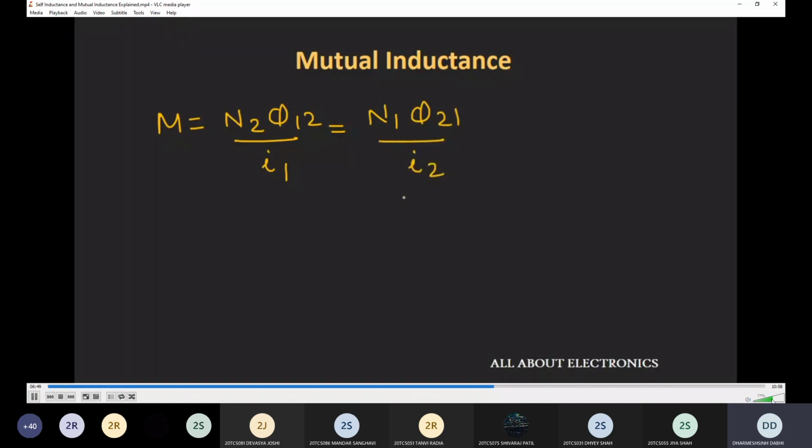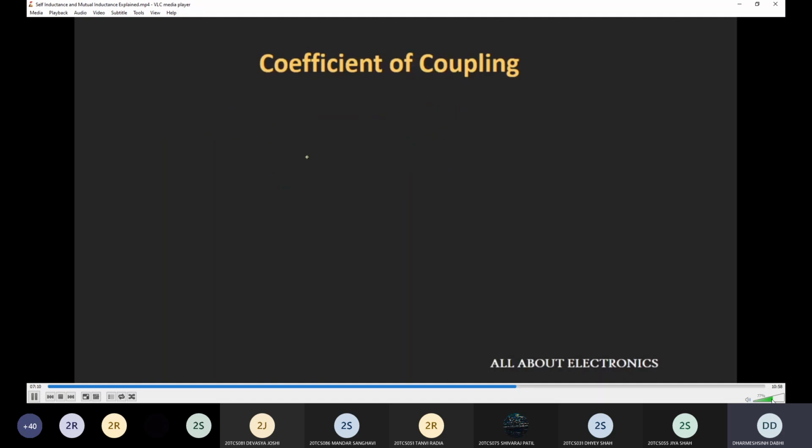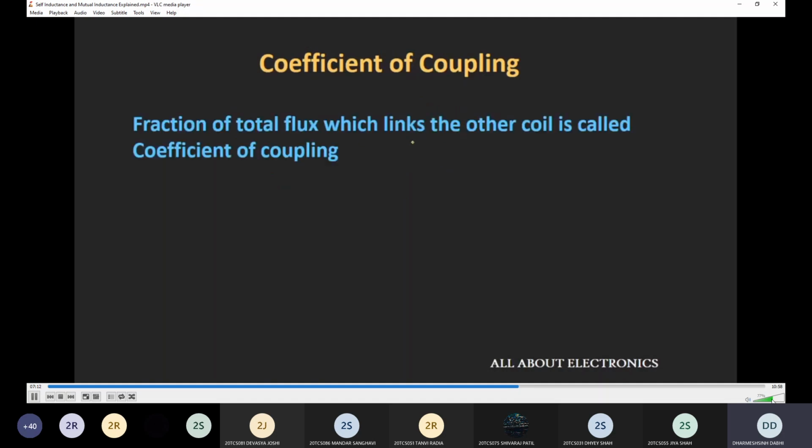Now the coupling between the two coils defines how well the flux is linked to the other coil. If the coupling between the two coils is very good, then the flux that is linked to the other coil will be good. Similarly, if the coupling between the two coils is bad, then the flux that is linked to the other coil will be poor. So to define this coupling between the two coils, we use a term called the coefficient of coupling. That is the fraction of total flux that is linked to the other coil, and it is denoted by the symbol K.